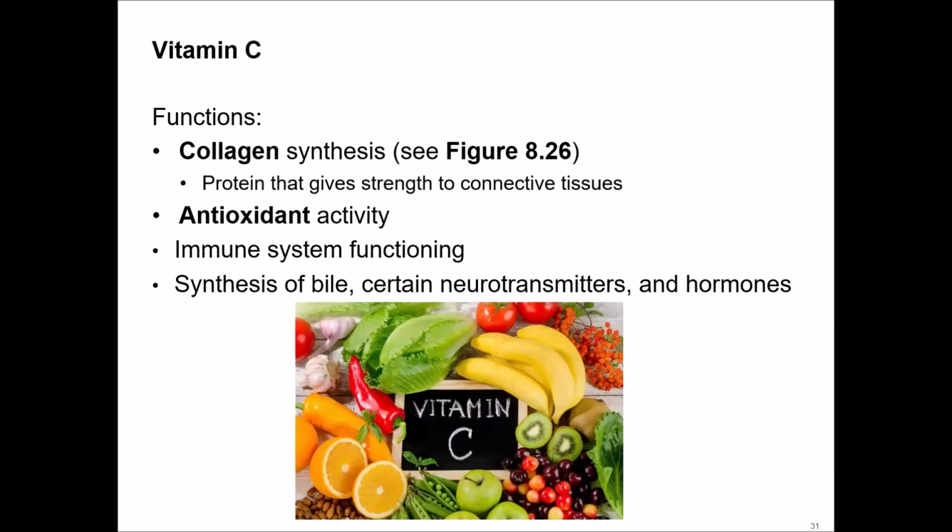Some other things here: synthesis of bile. Bile is produced by the liver, stored in the gallbladder, helps us digest fats. Some neurotransmitters, brain chemicals, if you want to call it that, and then some hormones actually use vitamin C in their pathway.